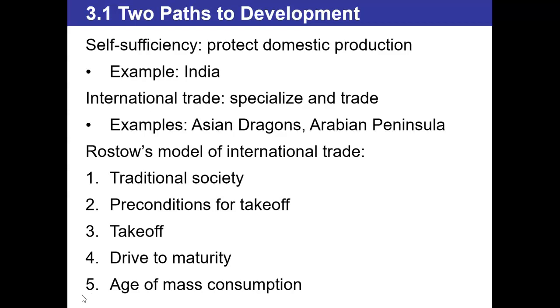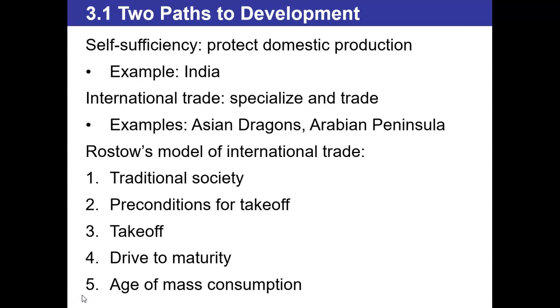In the self-sufficiency model, countries encourage domestic production of goods and discourage foreign ownership of businesses and resources. This protects their businesses from international competition. After India gained independence from Britain in 1947, it became the leading example of self-sufficiency. Policies included limiting foreign companies from importing into India and exercising strong control over companies operating in India.